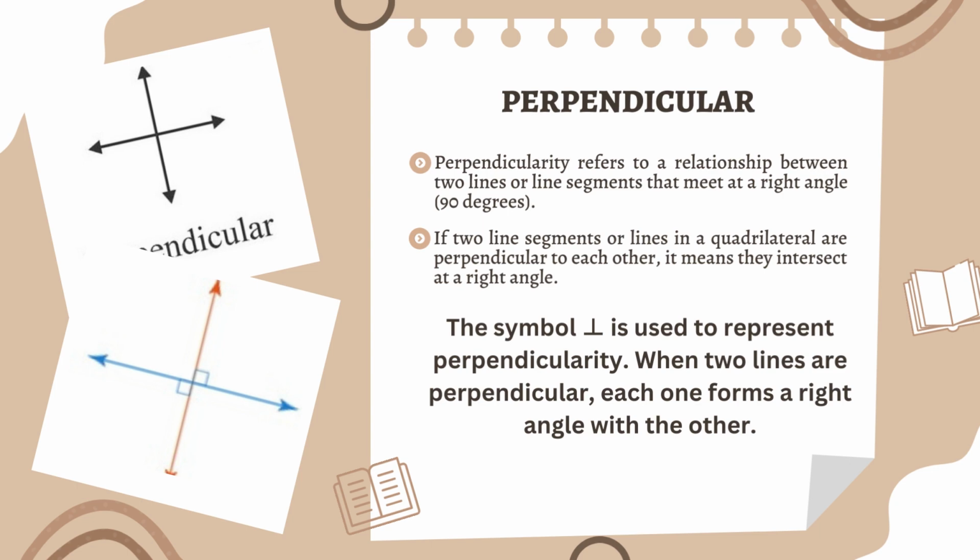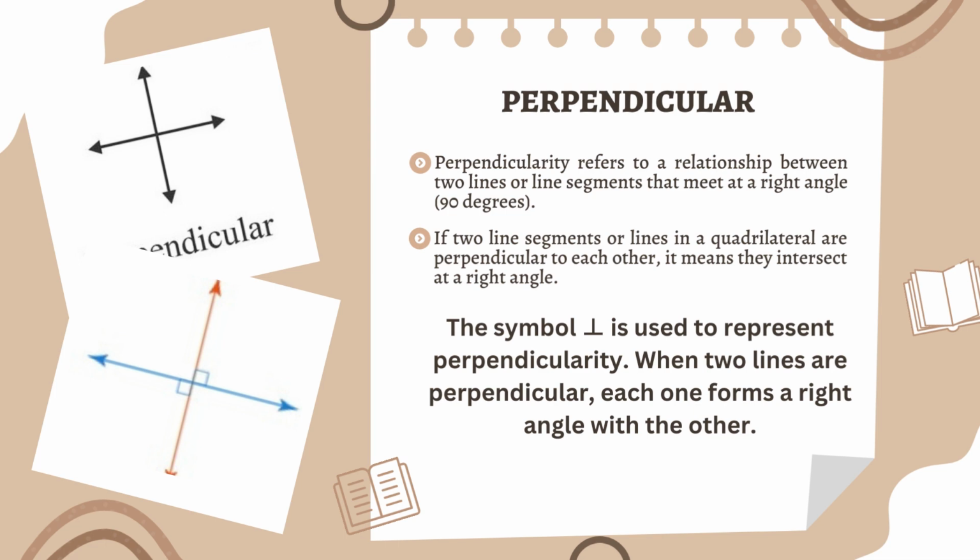The last important point: the inverted T symbol is used to represent perpendicularity. When two lines are perpendicular, each one forms a right angle with the other. In short, a perpendicular can be a bisector, but it is not necessary that every time a bisector is a perpendicular.